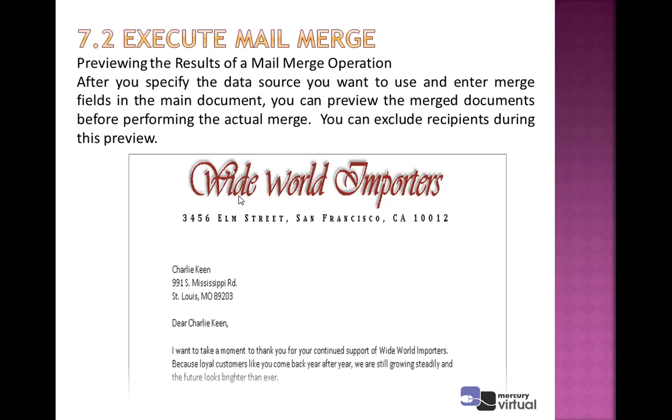Now, last topic of this chapter is how to execute the mail merge. Means how to execute the mail merge operation which I have created. First one is how to preview the result of a mail merge operation. This says after you specify the data source you want to use and enter mail merge fields in the main document, you can preview the merge document before performing the actual merge. Means you can see the document before it goes to the actual merge. You can exclude recipients during this preview. Means you can exclude the recipients' information during this preview.